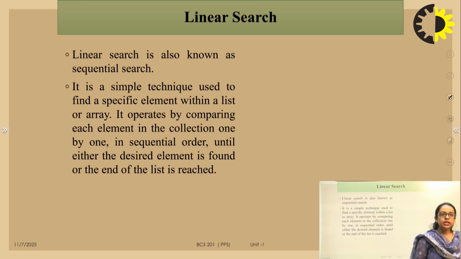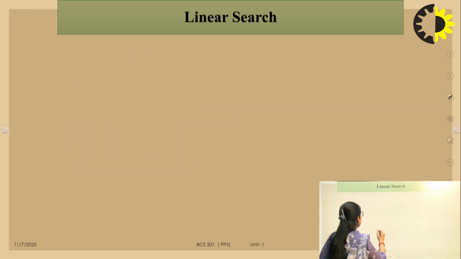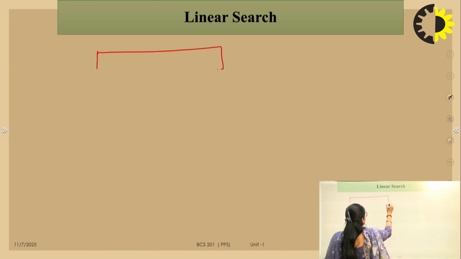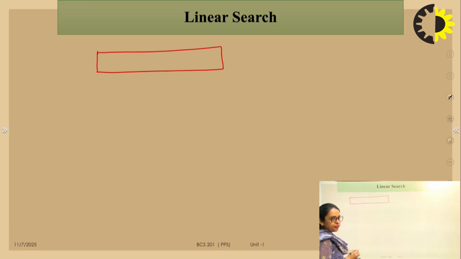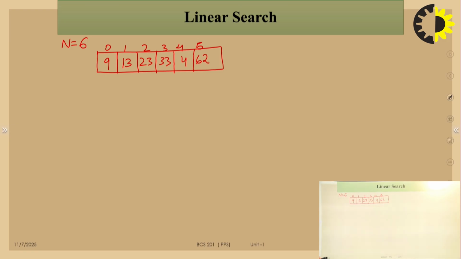All right. So it is better to understand this particular searching technique with the help of an example. We are going to take 6 elements in an array. The value of n, n is the number of elements in the array. We are going to take 6 elements, 1, 2, 3, 4, 5 and 6, with index value starting from 0. Suppose the elements are 9, 13, 23, 33, 4 and 62. All these elements are in unsorted order, neither placed in increasing order nor in decreasing order.